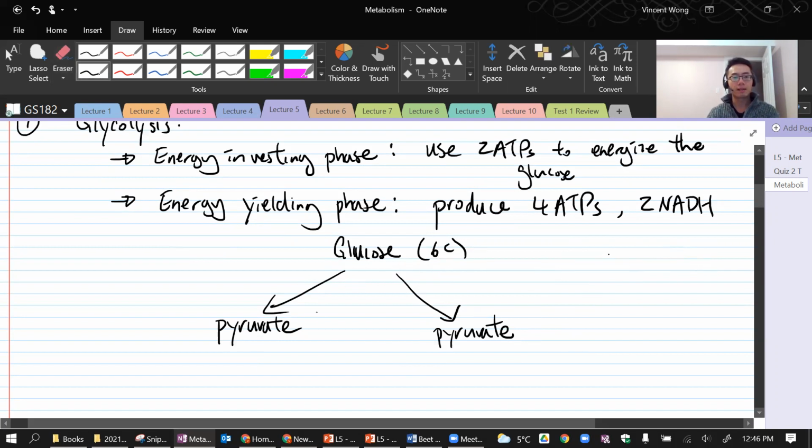So help me out here. Glucose has 6 carbons. After you split them into pyruvate, how many carbons in each of the pyruvate? 3 is correct. Very good. So that is like, in a nutshell, what glycolysis is. And this whole thing happens in the cytoplasm.